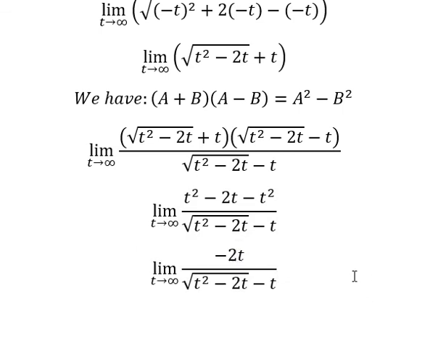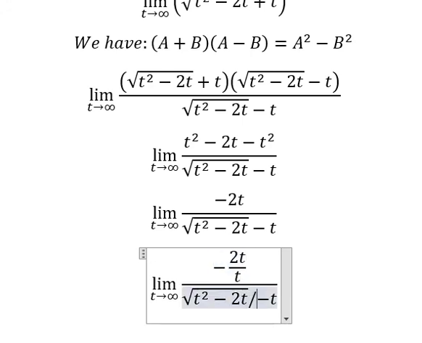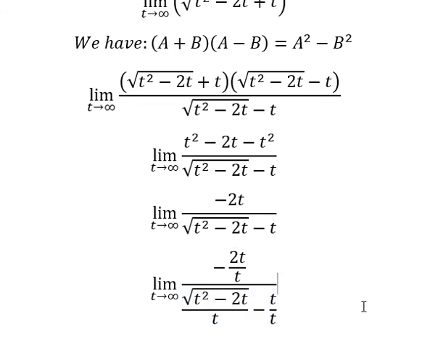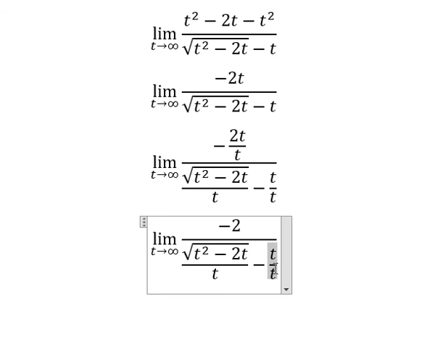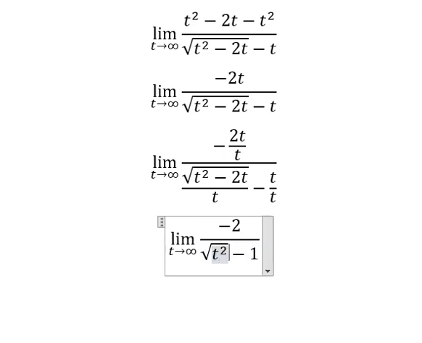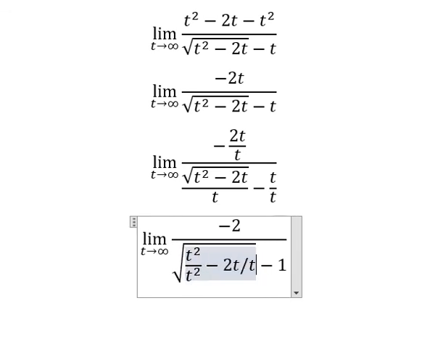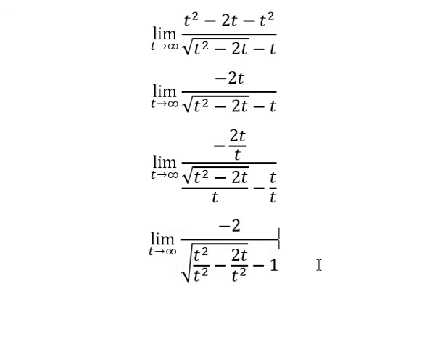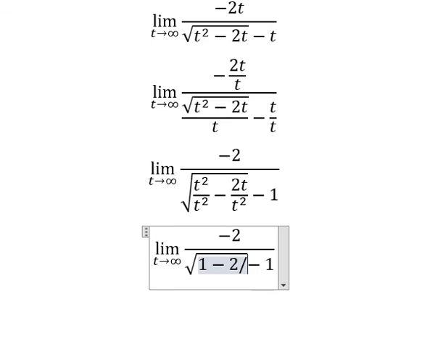Next, we divide by t on numerator and denominator. This one we have number 2, this one we have number 1, and t will go inside in here. So we have t square over t square minus 2t over t square. So this one we have number 1, and we have number 2 over t.